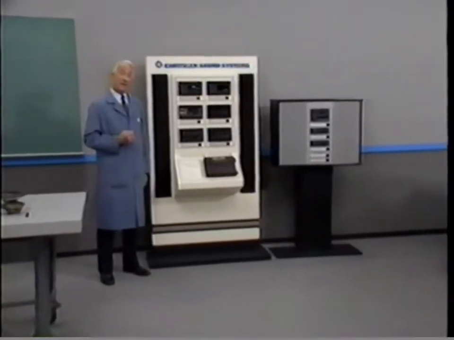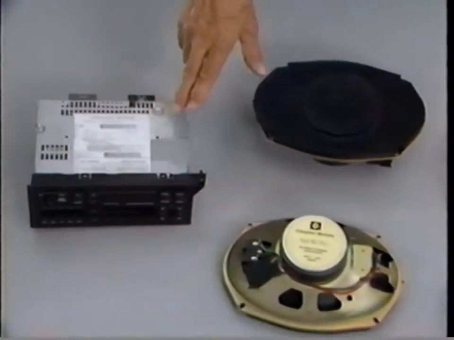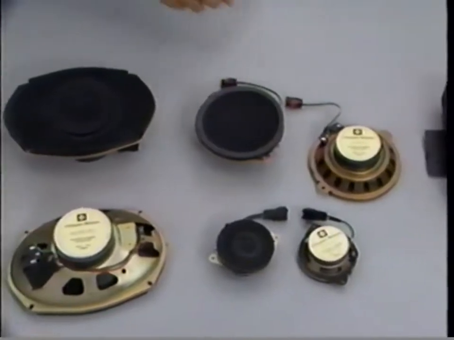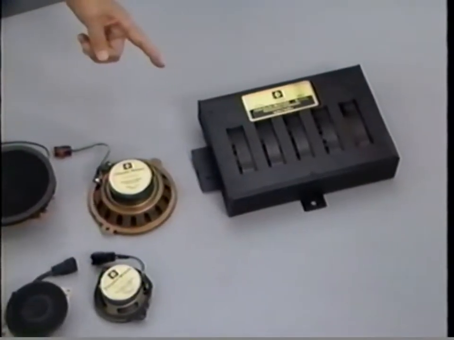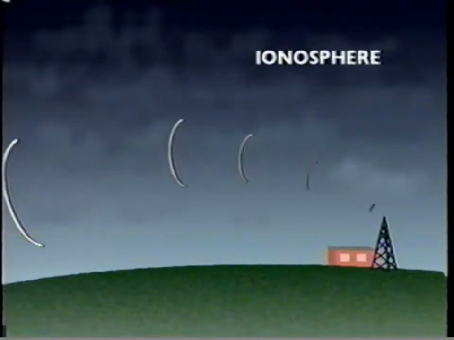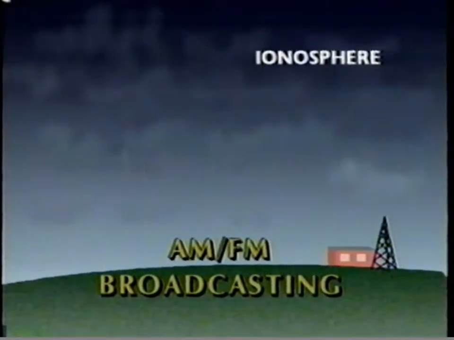This release is divided into 3 sections. In Section 1, we'll be looking at the new and available sound systems for 1991. In Section 2, we'll cover the differences between AM and FM broadcasting.